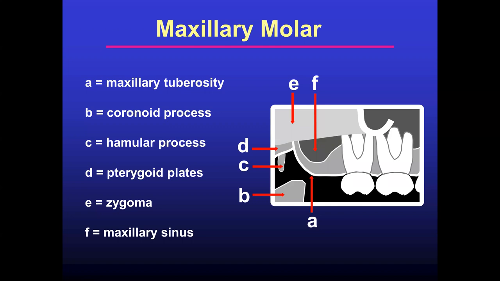So coming to the final part, the maxillary molar region, A shows the region of the maxillary tuberosity, whereas B shows the coronoid process, which is the only part of the mandible seen in a maxillary radiograph. C indicates a radiopacity, that is the hamula process, and D indicates the pterygoid plates, which are usually seen distal to the maxillary tuberosity. F is the maxillary sinus, and E is the zygoma bone.